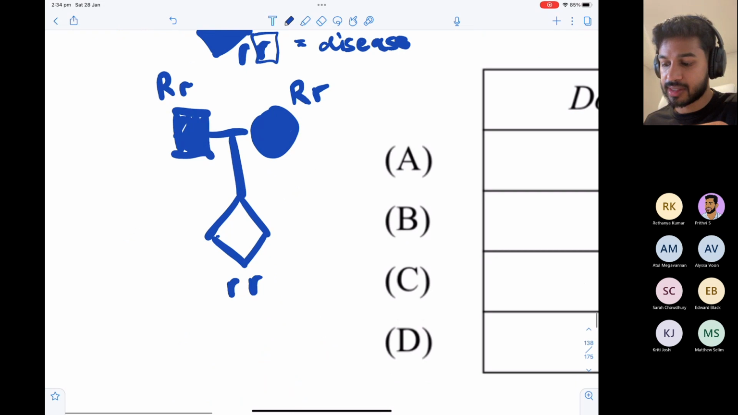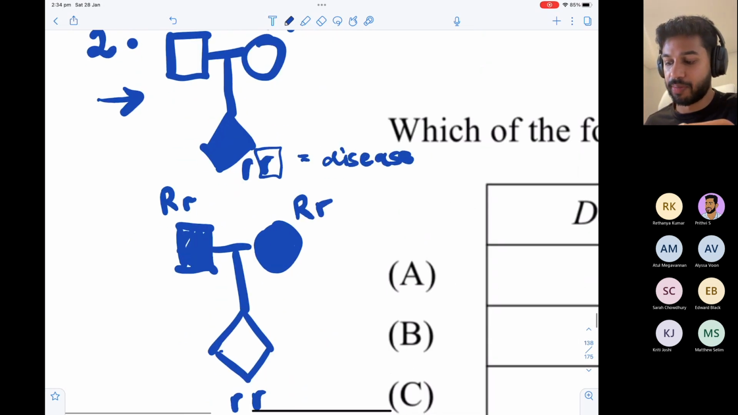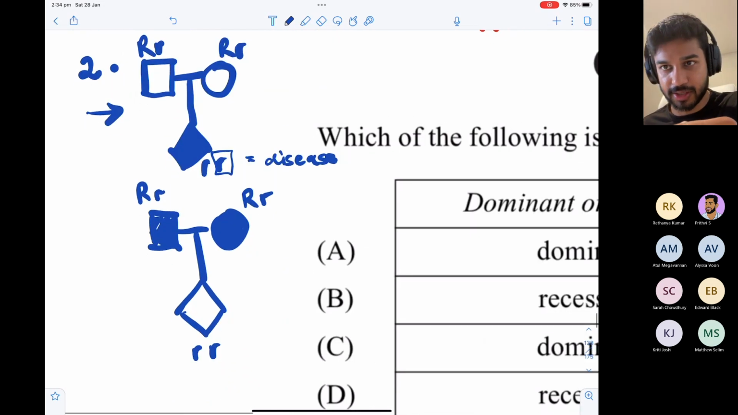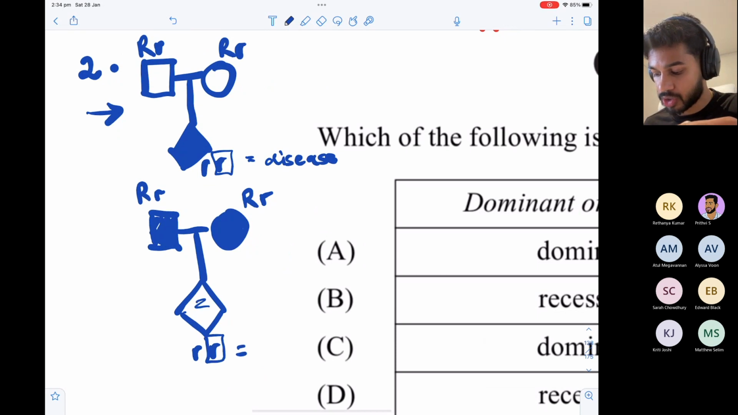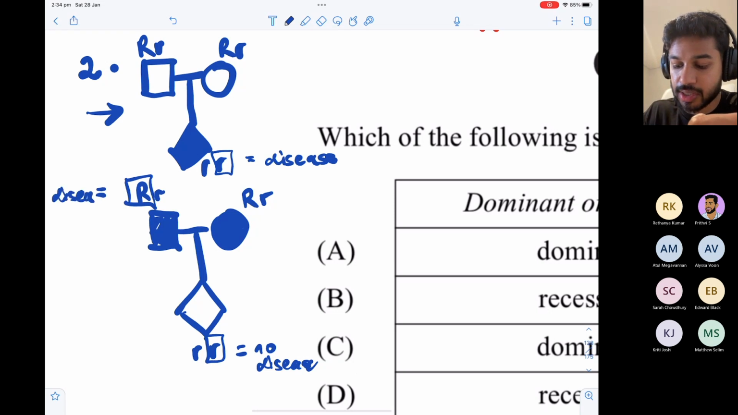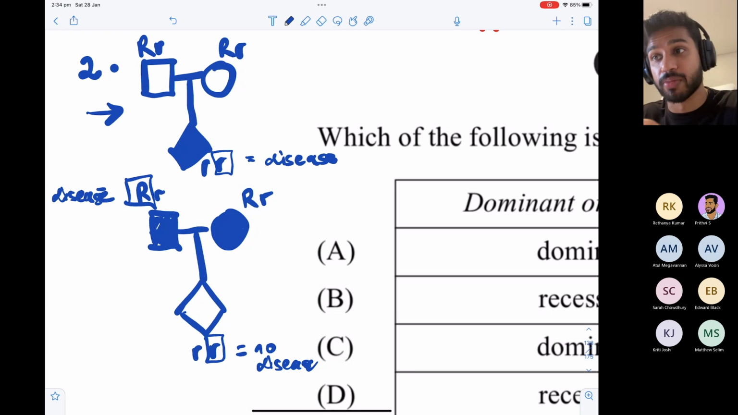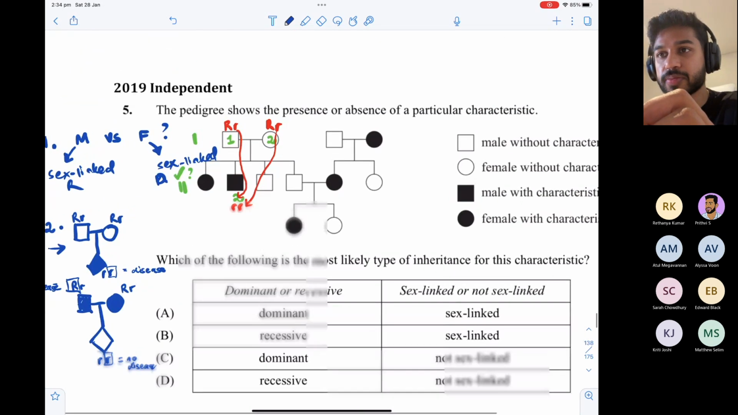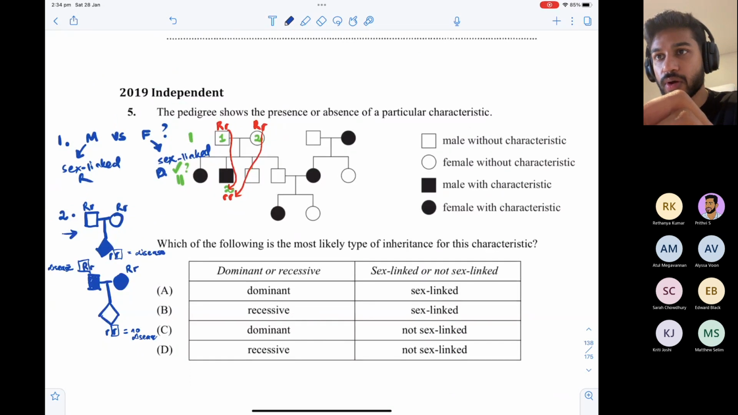But if you look at this inverted color, right, where the parents are affected, the child is unaffected, little r equals, remember, it's not shaded, so little r equals no disease. So that must mean that big R equals disease, or this condition is autosomal dominant. That is how I answered this pedigree question. Right?